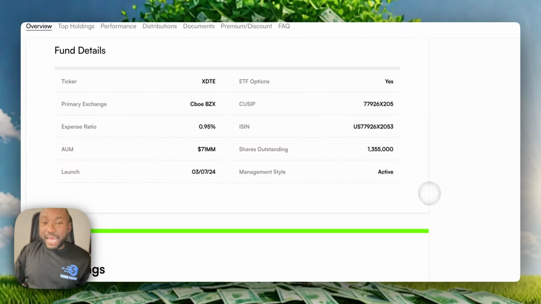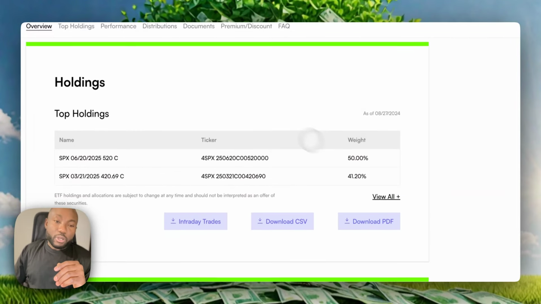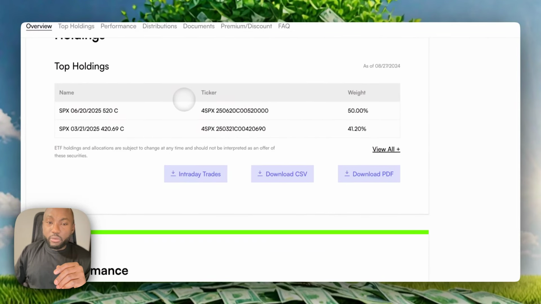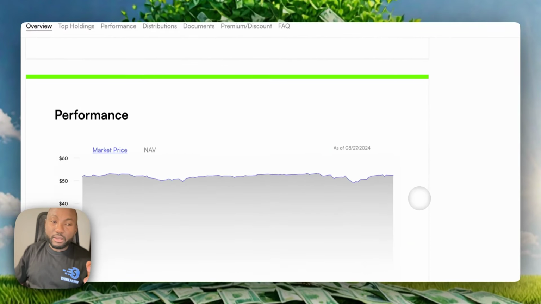And launch was on March 7th, 2024. Management style, this is actively managed. If we look at the holdings, of course, they write calls on S&P 500, but this is just a future on the S&P 500 because they don't hold the S&P 500 itself. They just write on the future market of S&P 500.